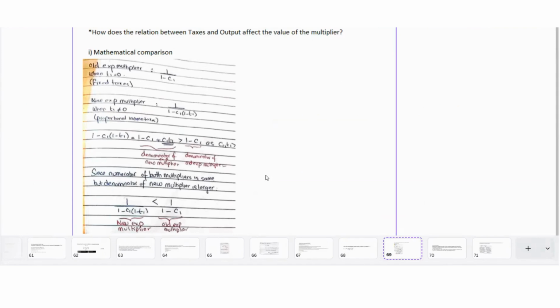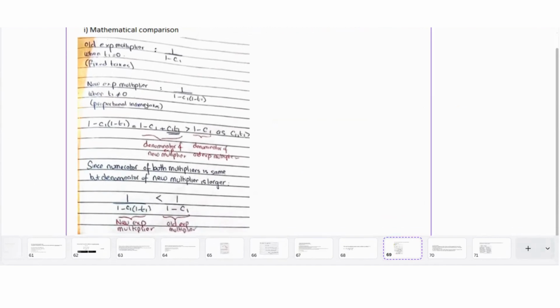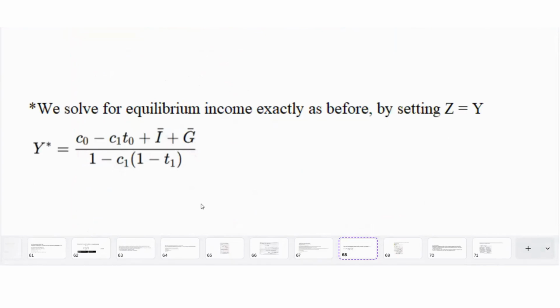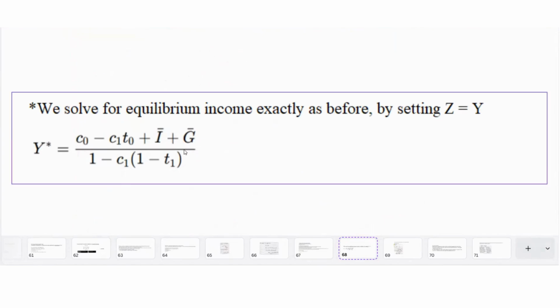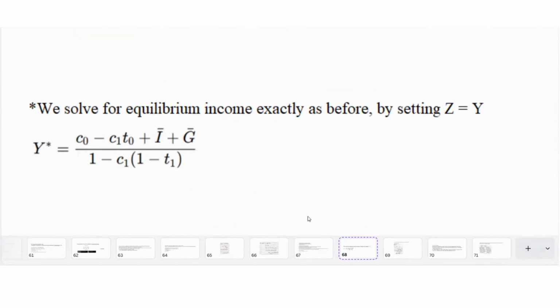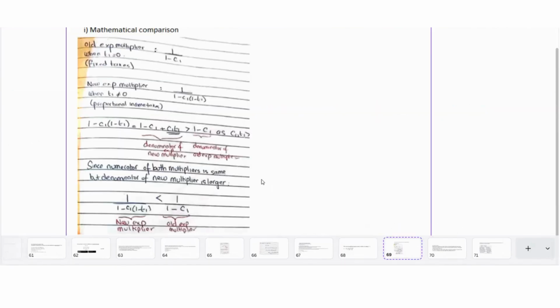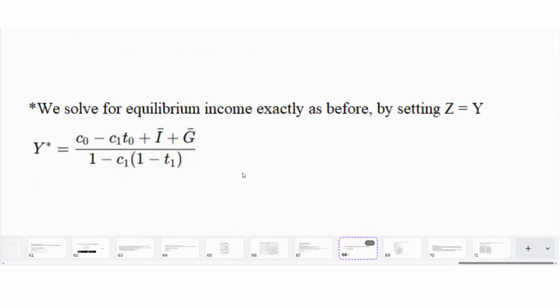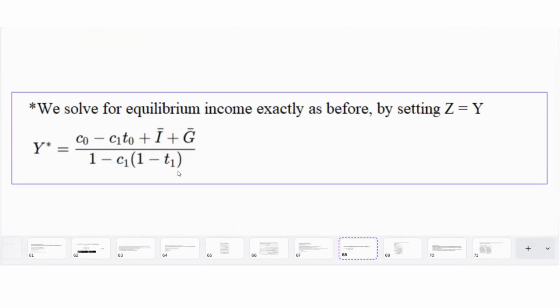Now we want to see how the relation between taxes and output affects the value of our multiplier. So let's do a mathematical comparison first. Our old expenditure multiplier, when T1 is equal to 0 and you have fixed autonomous taxes, is 1 over 1 minus C1. The expenditure multiplier is the change in equilibrium income due to a change in G bar, C naught, or I bar. If T1 is 0, then that multiplier we found earlier is 1 over 1 minus C1.